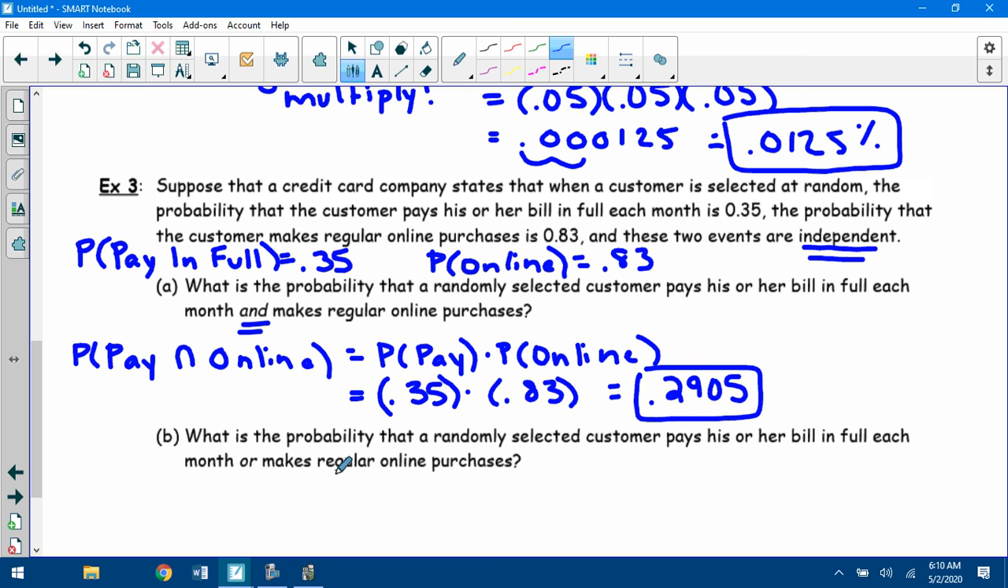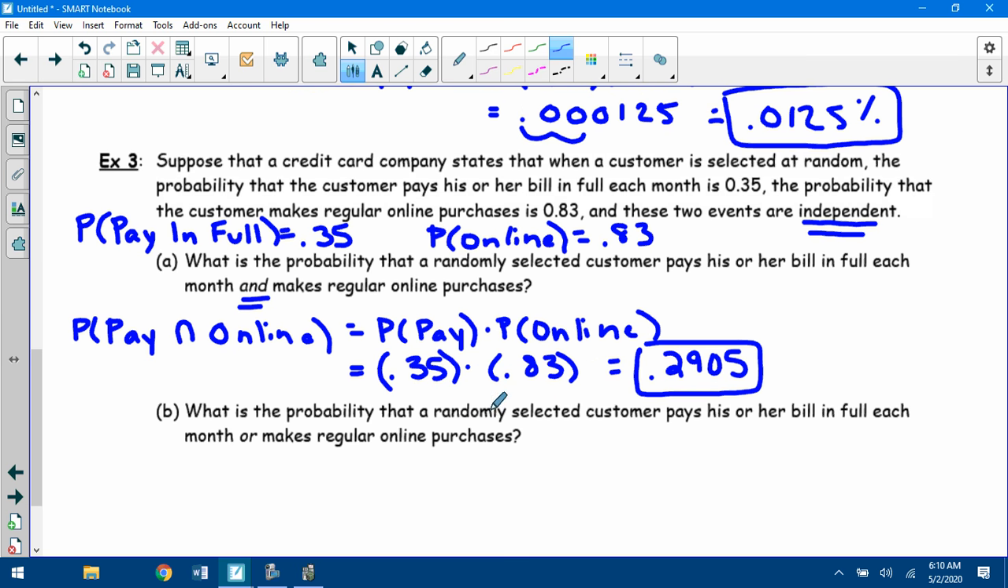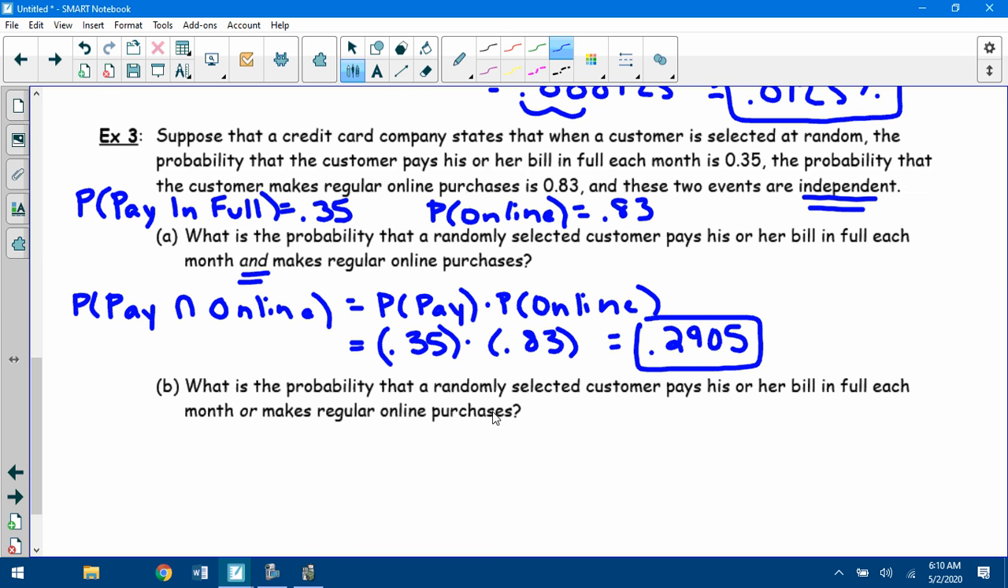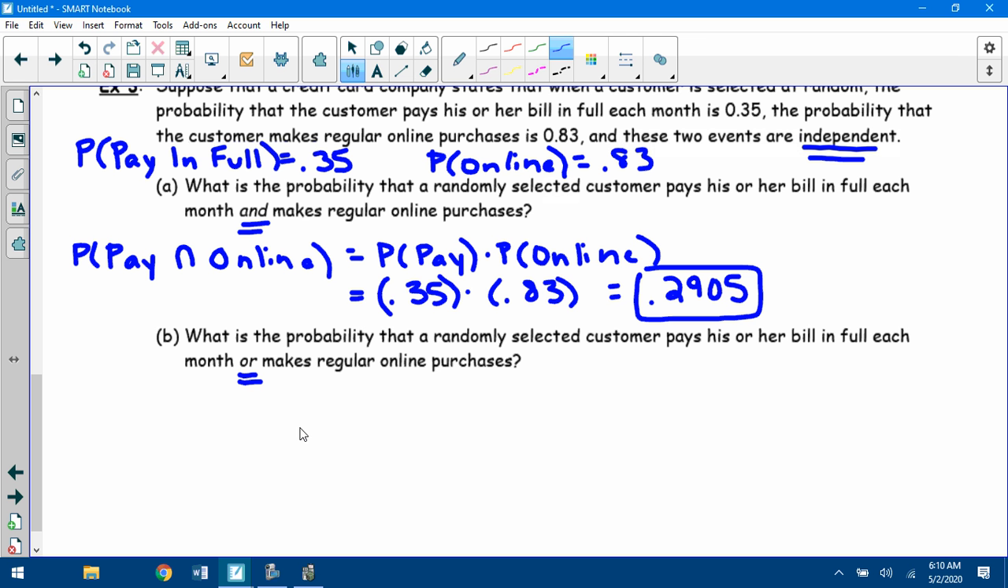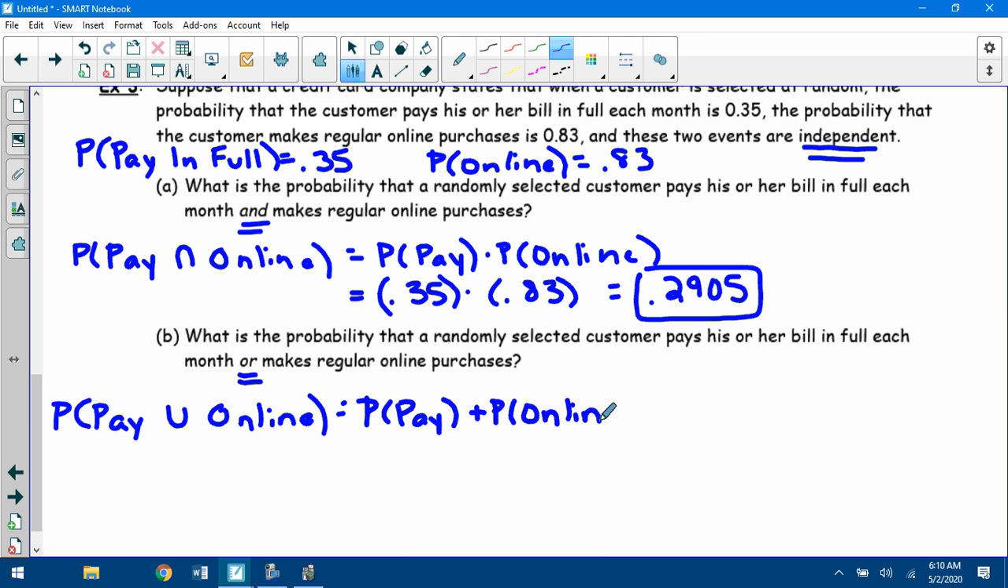Okay. Now part B, what's the probability that a randomly selected customer pays his or her bill in full each month or makes regular online purchases? So now I'm going back to probability of pay or online. So I like this question because it brings an old formula into it. This is where I do probability of pay plus probability of online minus the probability of pay and online.